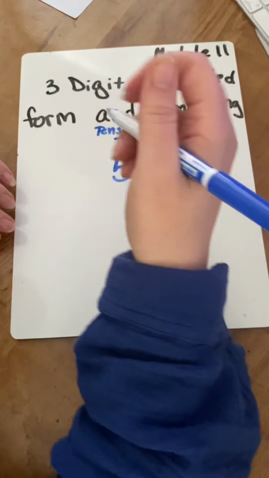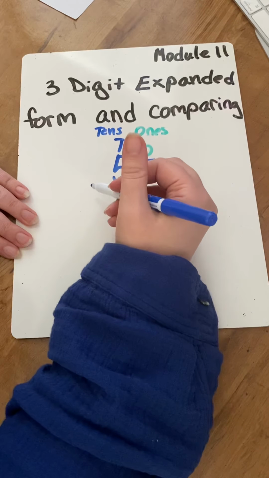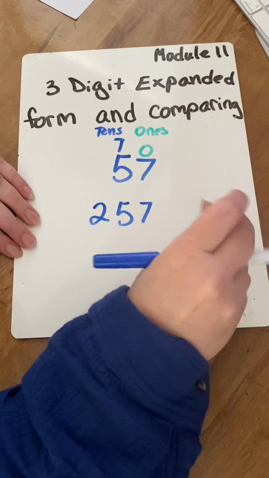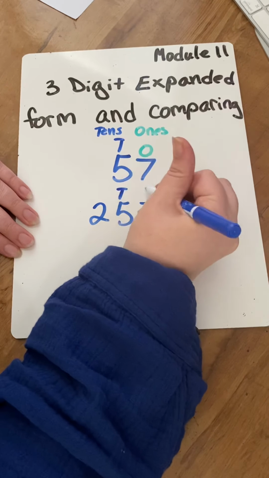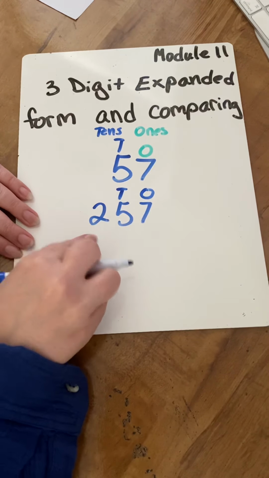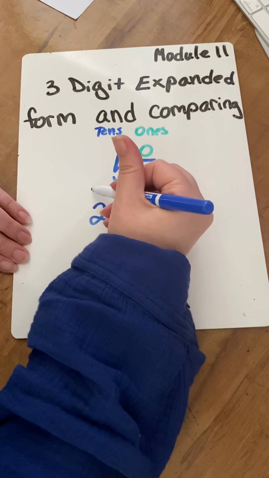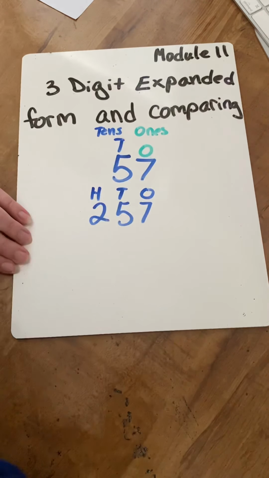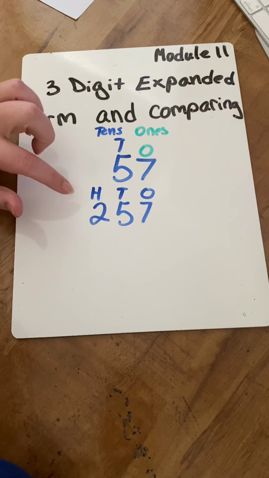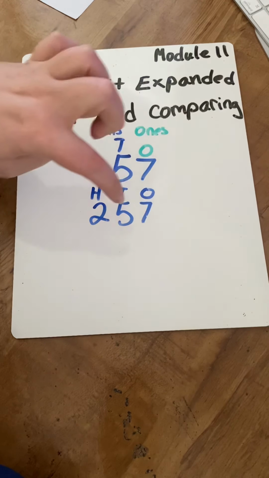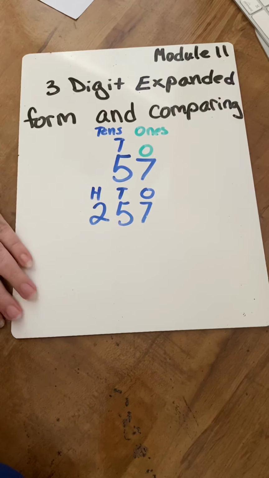Now, if I was going to add on another number like 2 in front of that 5 and 7, I have my T, I have my O. What is this place? This is the hundreds. So we put a letter H on top for hundreds. So now we have our ones, tens, and hundreds.